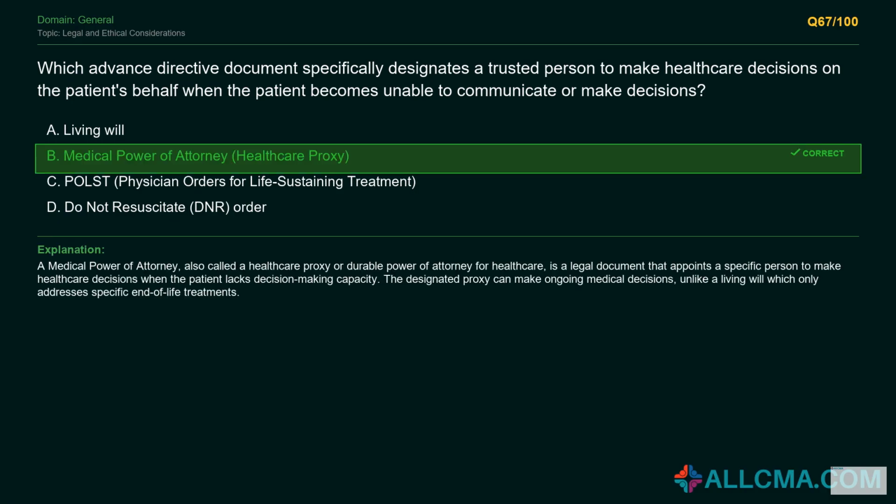The correct answer is B. A medical power of attorney, also called a healthcare proxy or durable power of attorney for healthcare, is a legal document that appoints a specific person to make healthcare decisions when the patient lacks decision-making capacity. The designated proxy can make ongoing medical decisions, unlike a living will, which only addresses specific end-of-life treatments.